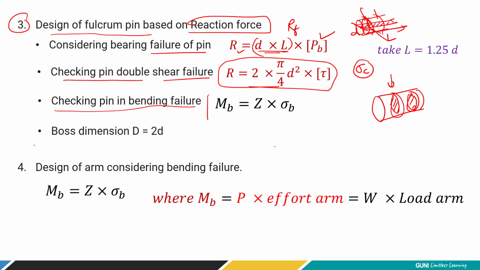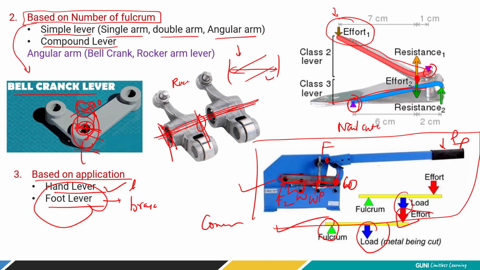Now what we can say, the boss dimension is taken as 2 times D. Now what is basically the boss dimension? So this outer diameter, this little extruded part is the boss, right? So the outer diameter is taken as 2 times the inner knuckle pin diameter, okay?